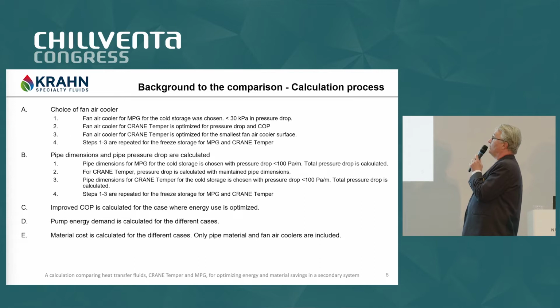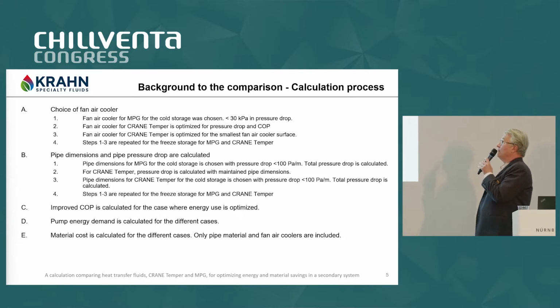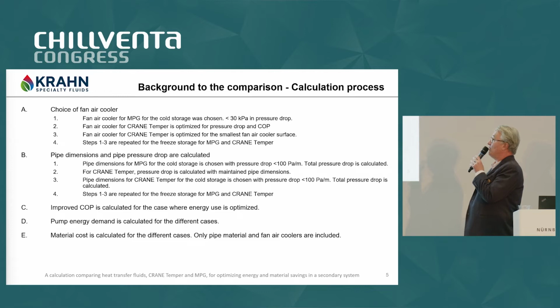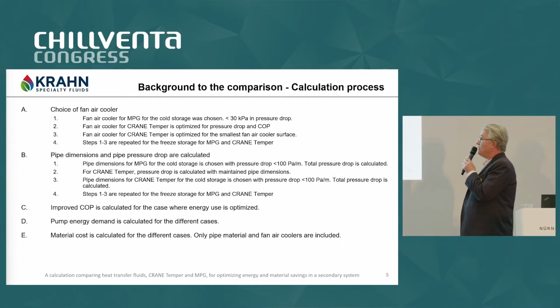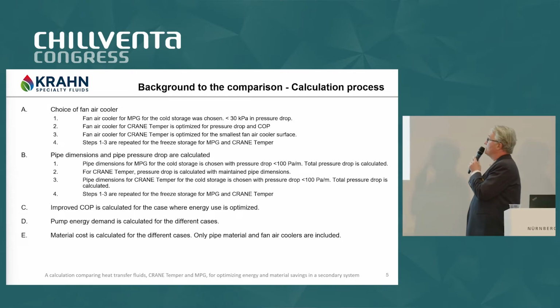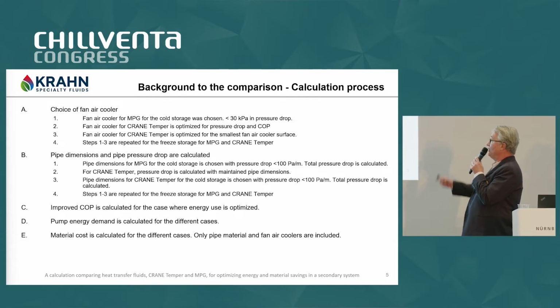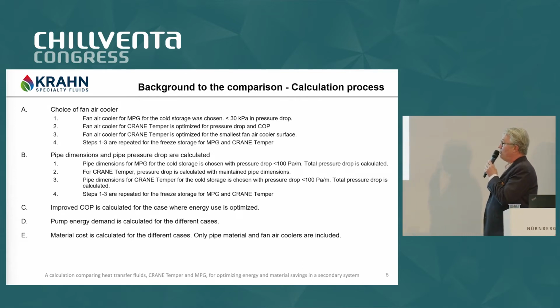First of all, when choosing a fan air cooler, we use the parameter of less than 30 kilopascal in pressure drop. And we do the same for Temper, and later on we make the same calculations for the freezer storage. Concerning the pipe dimensions, we set less than 100 Pascal per meter in pressure drop, and the total pressure drop is calculated. We do the same then for Kran Temper, and later on also for the freezer storage application.